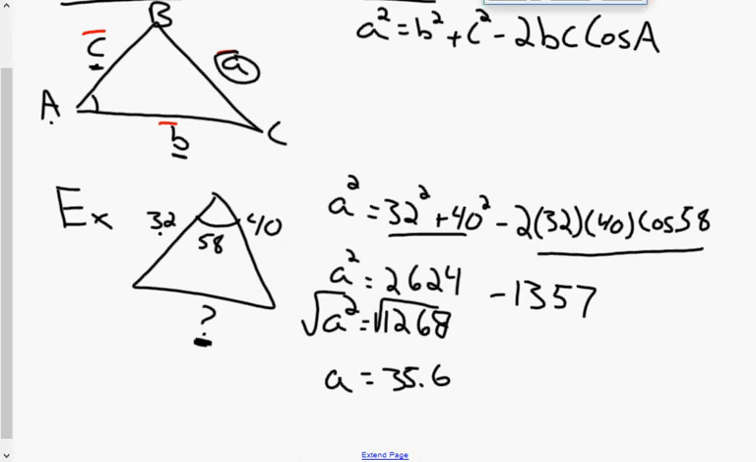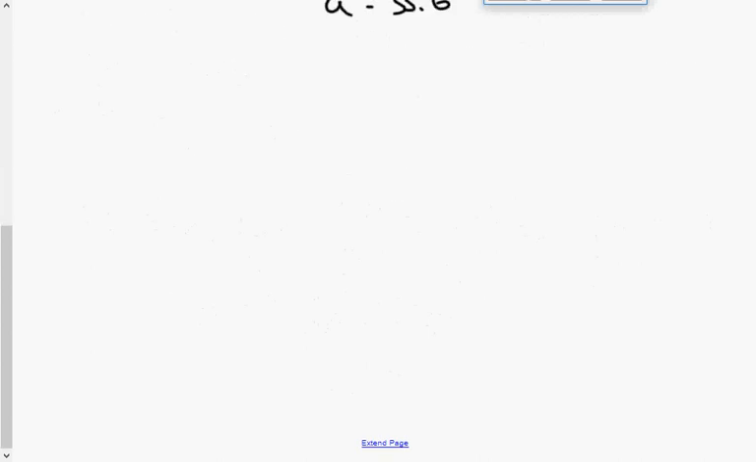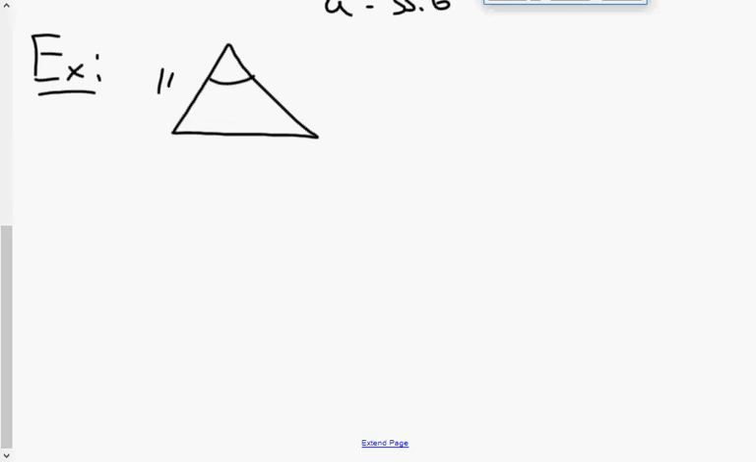Second example. We're going to do a second one right now. Should I write it down? Yes. This is where it gets trickier. For the next example, now for this one, I'm given 3 sides but no angle.